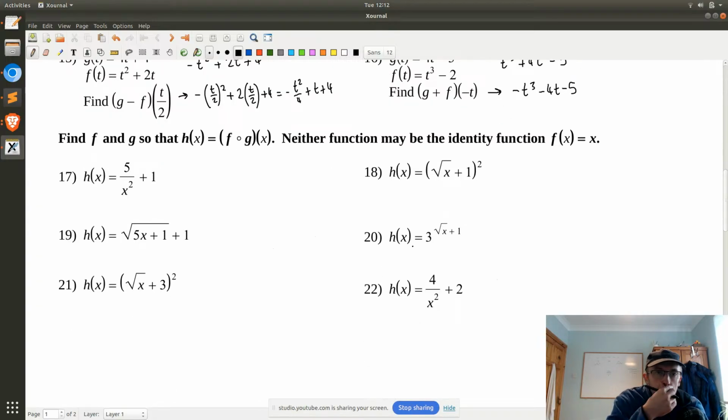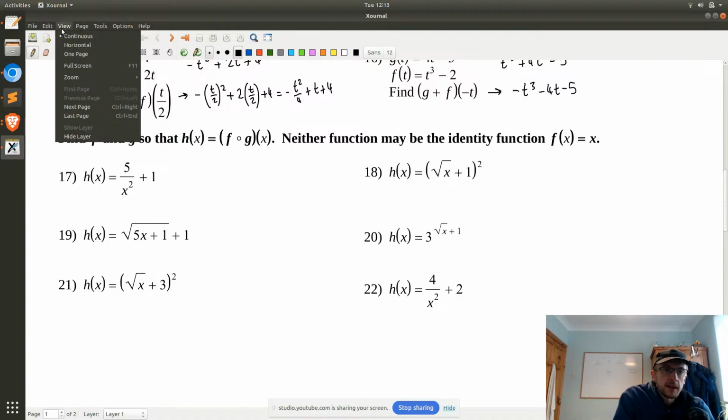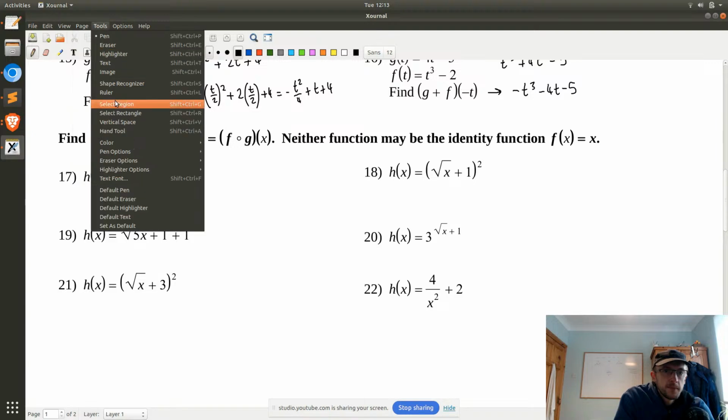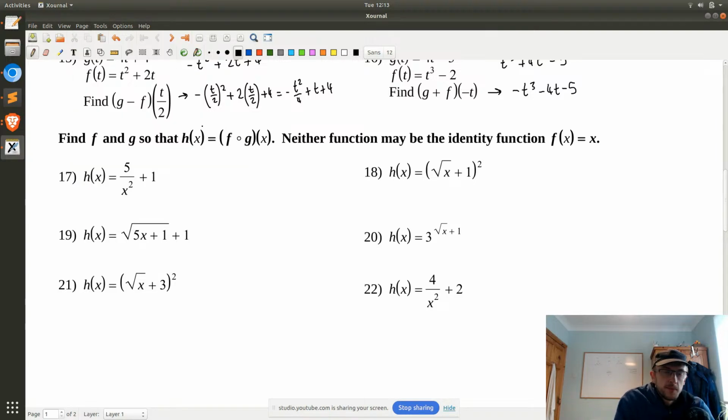Okay. Find f and g so that h of x is equal to f composed of g of x. Neither function may be the identity function, because that makes it too easy. Okay, so make g of x x squared, and make f of x 5 over x plus 1.